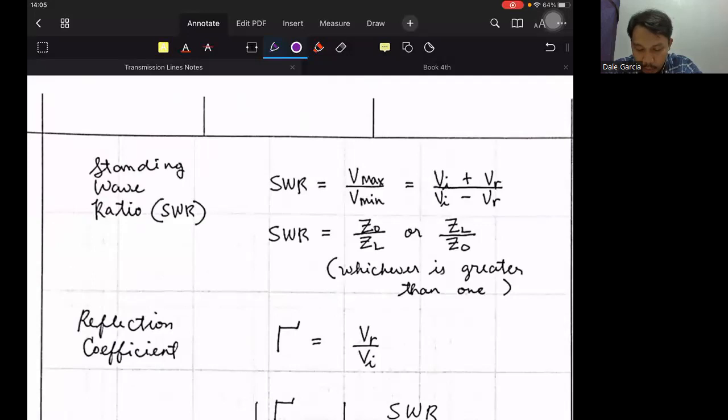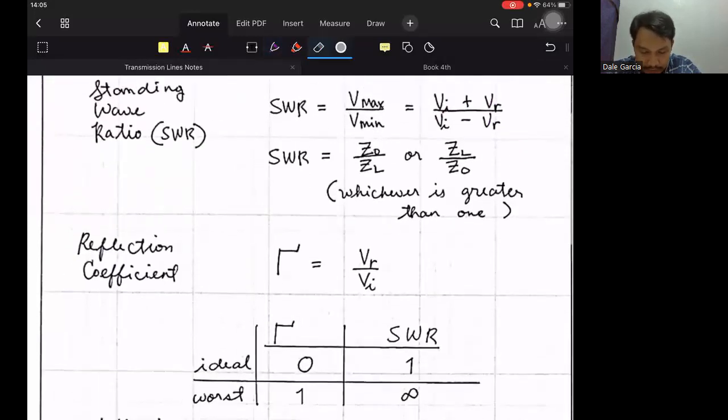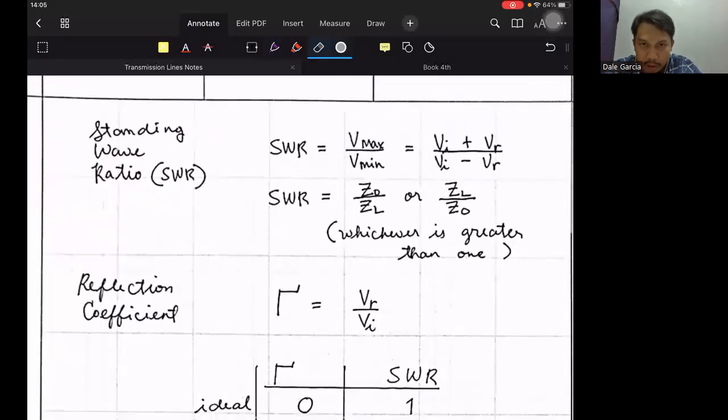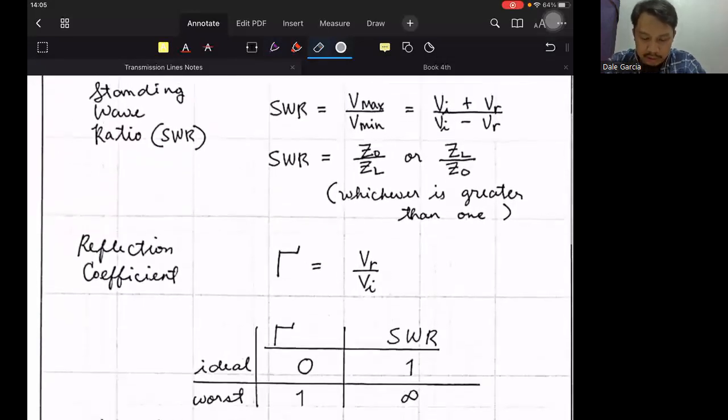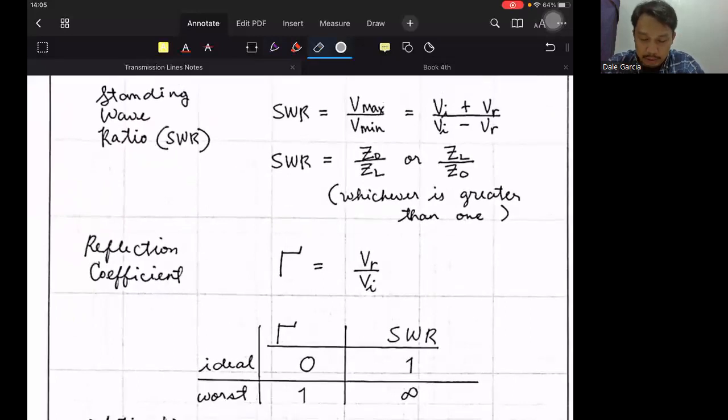Vmax over Vmin is also equal to the peak amplitude of the incident wave plus the peak amplitude of the reflected wave, VR: Vi plus VR over Vi minus VR. So if there is no reflected wave, this is 0, Vi divided by Vi is equal to 1. So an SWR of 1 is what is ideal. SWR could also be measured using the characteristic impedance and the load.